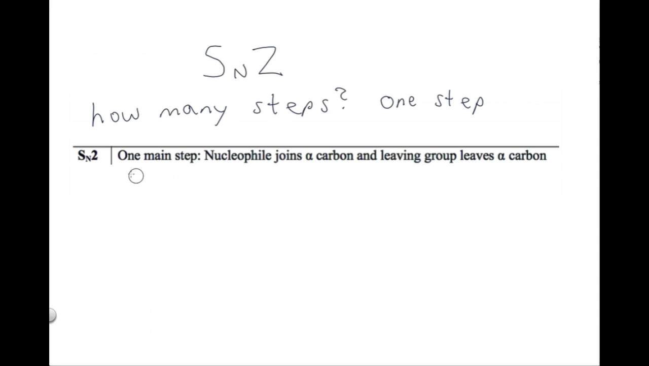So we've learned that there is one step in an SN2 reaction, and during that one step, two things happen. The nucleophile joins the alpha carbon, and the leaving group leaves the alpha carbon.